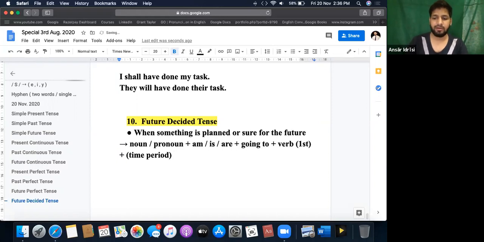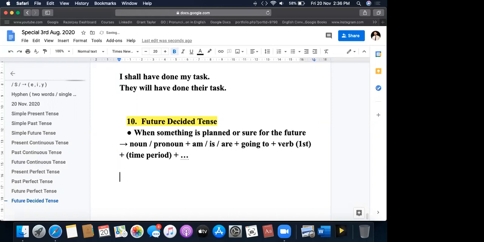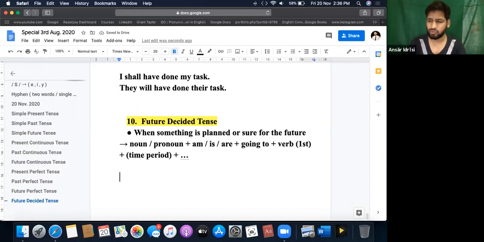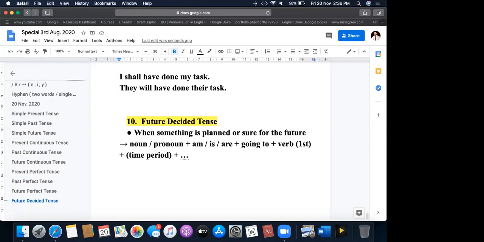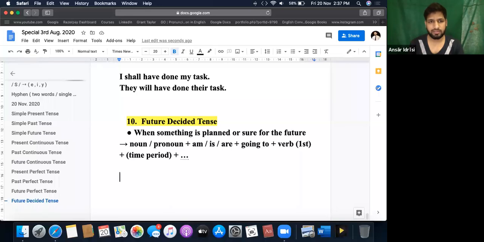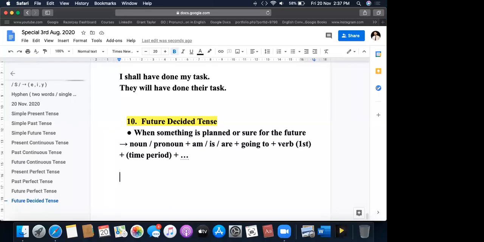So time period. We use about to. So what is the difference? About to. Yes, sir. In place of going. I'm about to go to the market. I'm about to going to the market. No, it will become absolutely wrong.